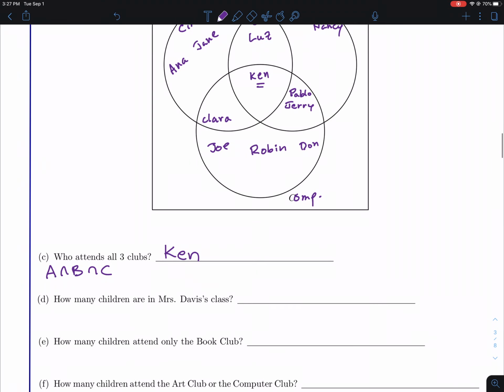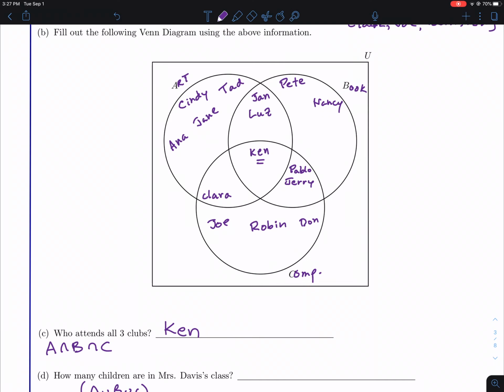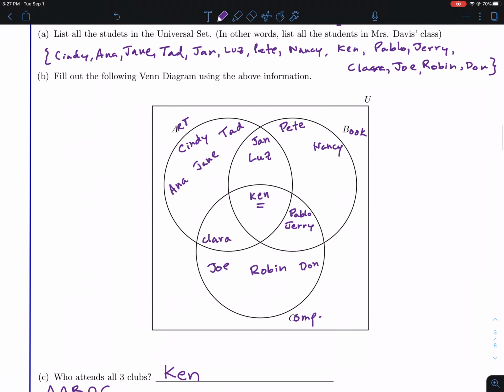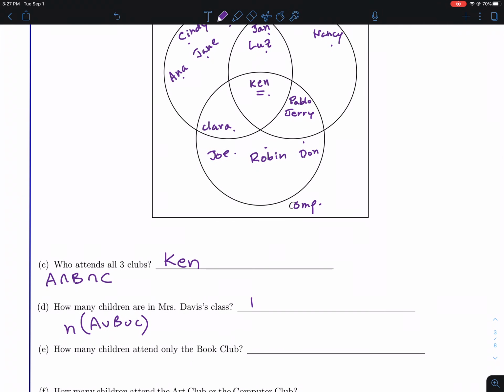So how many children are in Miss Davis's class? So in this case, we're talking about a cardinality problem. So again, this would be like the N of, so technically A union B union C, because in this case, all these kids are in Miss Davis's class, so we want to know how many there are. So we can either count in the circle or count on the list that I wrote down, but either way, we're going to get 1, 2, 3, 4, 5, 6, 7, 8, 9, 10, 11, 12, 13, 14, 15. So it looks like there's 15 kids total in Miss Davis's class.